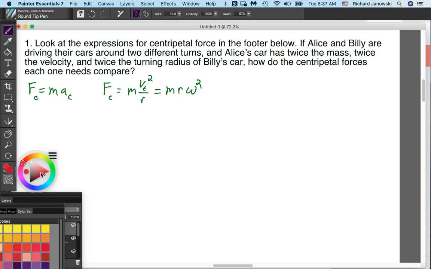If Alice and Billy are driving their cars around two different turns, and Alice's car has twice the mass, twice the velocity, and twice the turning radius of Billy's car, how do the centripetal forces each one needs compare?